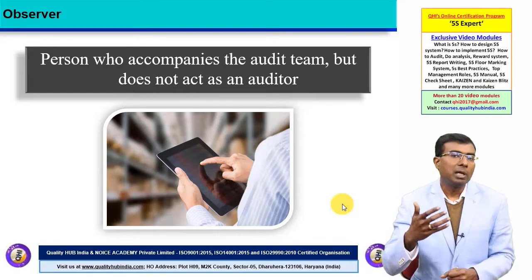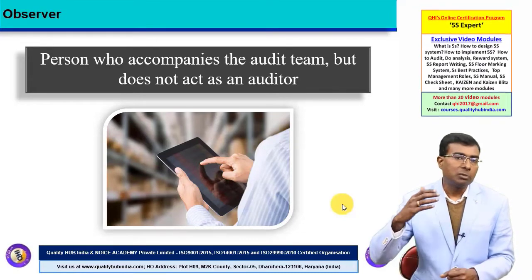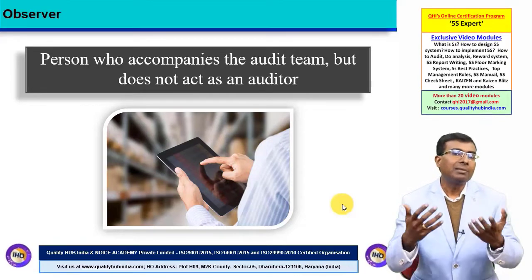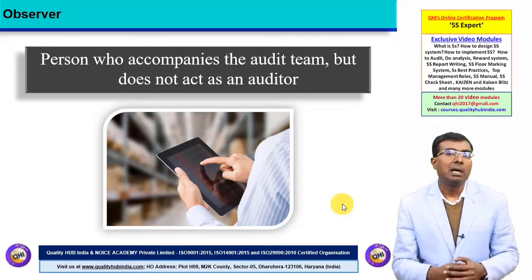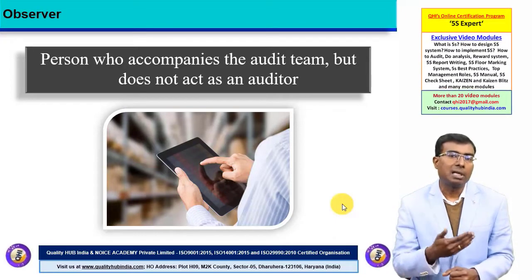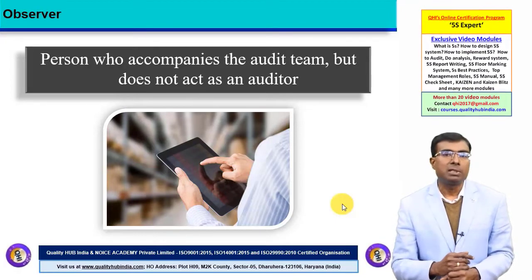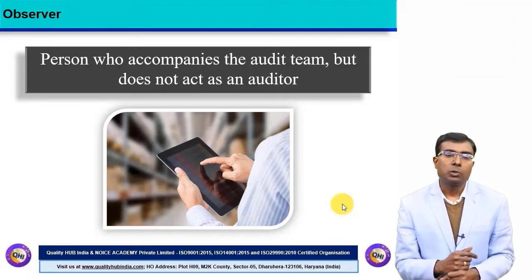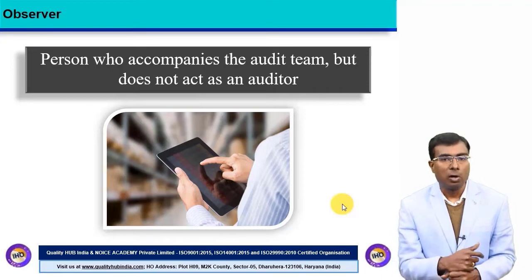In that way there could be an observer, or there could be some third party organization who have just come to see how the auditing activities are going on, whether the audits are unbiased or impartial, whether the systems are being followed, whether criteria are being followed or not. Somebody is going to make that kind of observation. He can also be an observer. So this is the definition of observer.